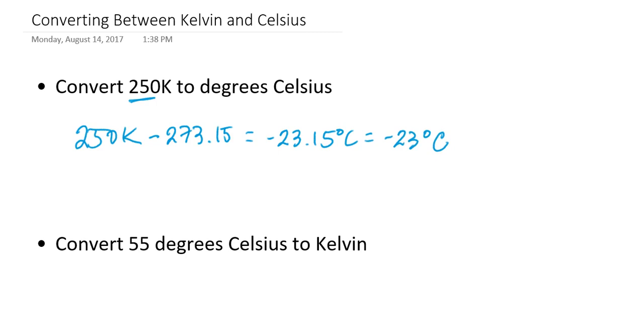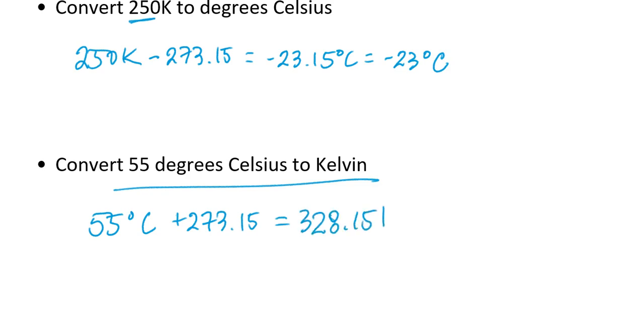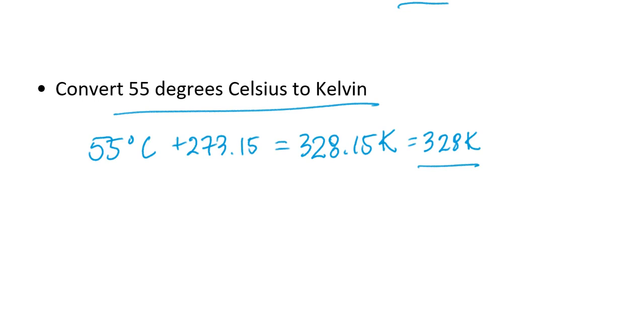If I wanted to convert from degrees Celsius to Kelvin, then if I'm starting with 55 degrees Celsius, then I'm going to add 273.15, and that's going to give me 328.15 Kelvin, or if I'm using the rules of significant figures, this should be 328 Kelvin.